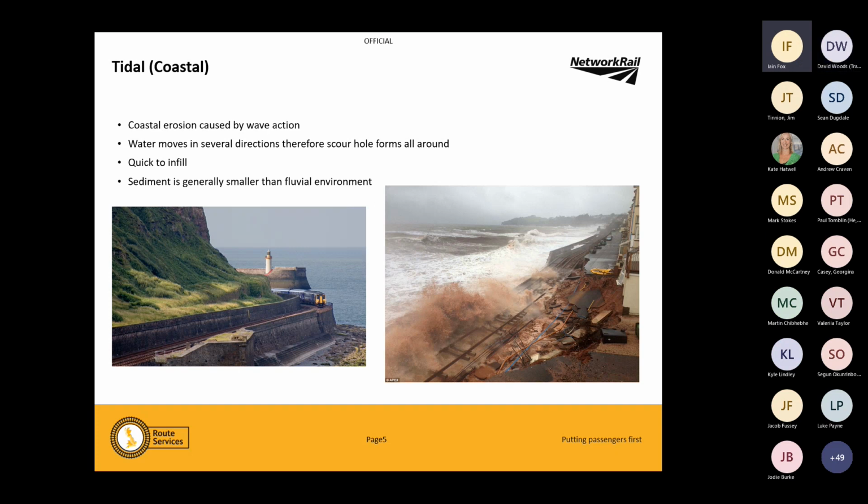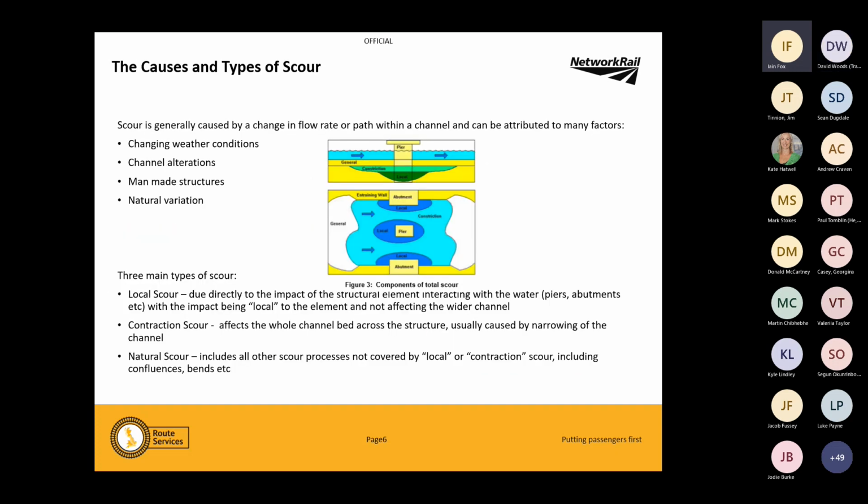So essentially, this erosion that you can see now is caused by wave action. It's water action. So let's have a look at the causes and the different types of scour. As we've said, there are 3 different types of scour. It's generally caused by water action. That could be, as we touched on, changing weather conditions, somebody having altered the channel, something man-made placed in it, but it could be natural variation.